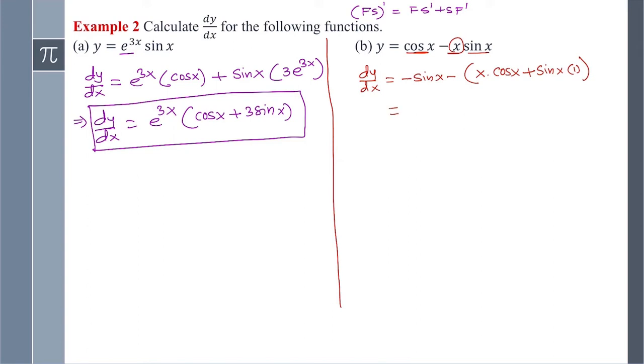And this equals negative sine x minus x cosine x minus sine x. And then we can combine negative sine x and negative sine x. So dy over dx equals negative 2 sine x minus x cosine x.